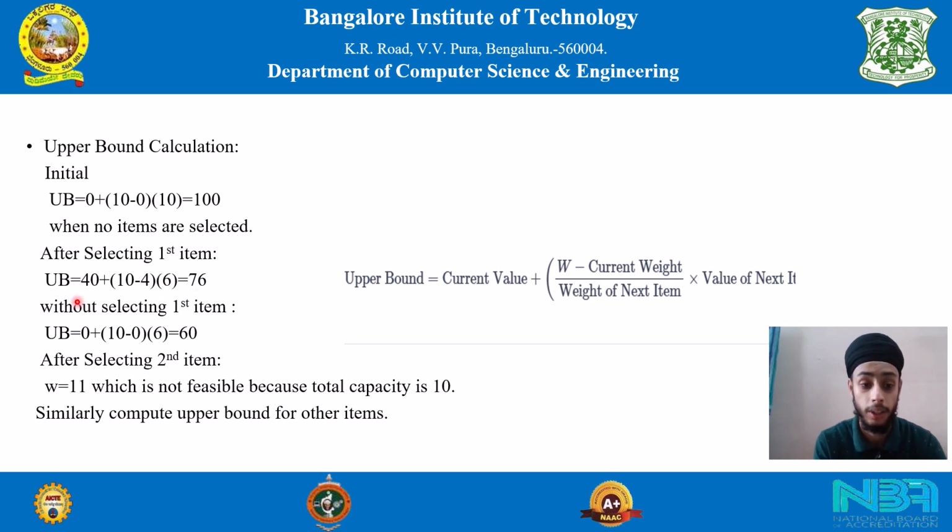And then we do the case without selecting. This is the branching that I told you about, including or excluding the item in branch and bound. Without selecting the first item means no profit, no weight.